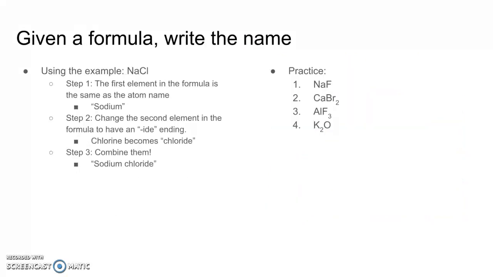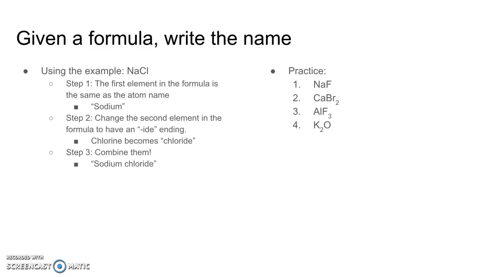All right, so let's start with the easiest potential ionic compound. If I'm thinking about sodium chloride, NaCl, it's easy enough. Just think about it like this. The first element in the formula, same as the atom name, so sodium. For the second one, this is a little trickier. The second element in the formula has to have an IDE ending. Chlorine would become chloride. Now don't worry, most of these are fairly intuitive.